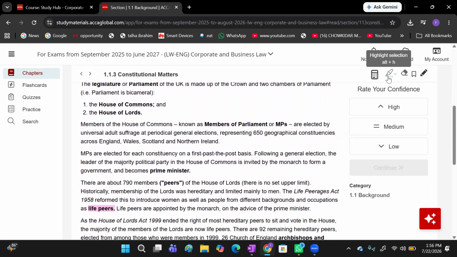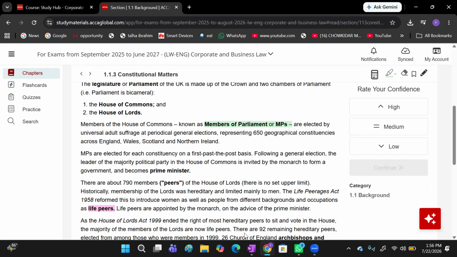Now, what's the difference between the House of Commons and the House of Lords? The House of Commons are the members of the parliament who have been elected by the public. They stand for elections and the public goes and votes for them. So they're the real representatives of what the public wants.